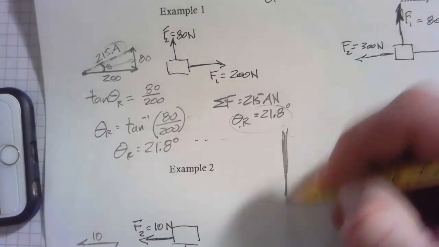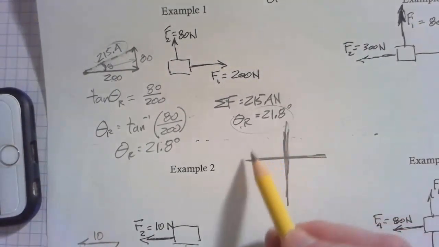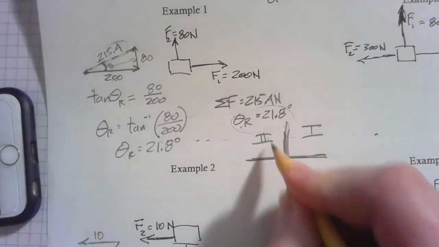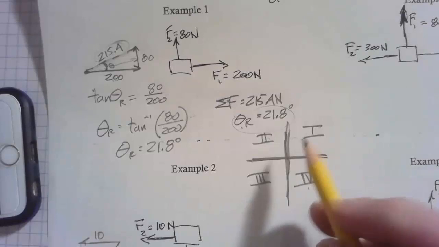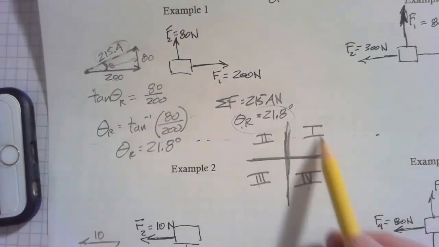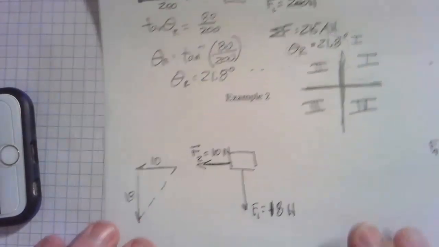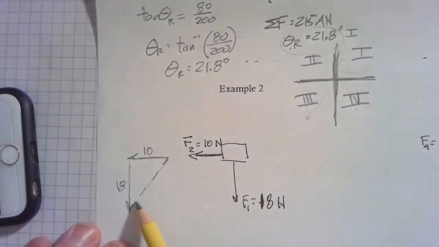You guys probably know this extension lesson, right? You're aware that this coordinate system has quadrants, and this is the first quadrant, this is the second, down here is the third, and this is the fourth. So what I think you should write is 21.8, and it's going up and to the right. That's in here, your first quadrant. So what about this one? It's going down and to the left, so this one's going to end up being in the third quadrant.